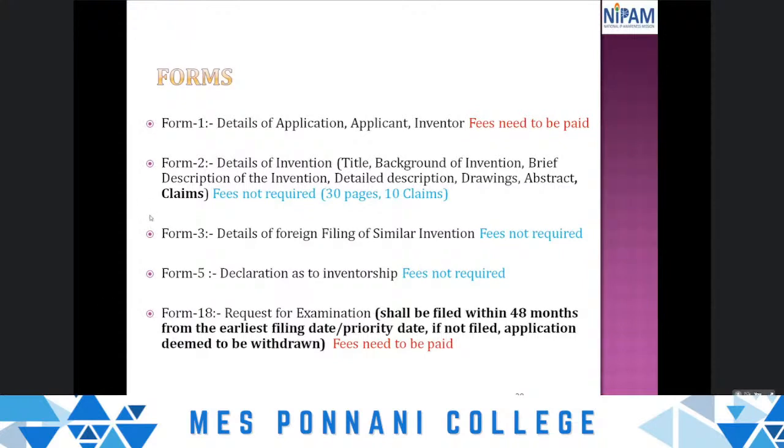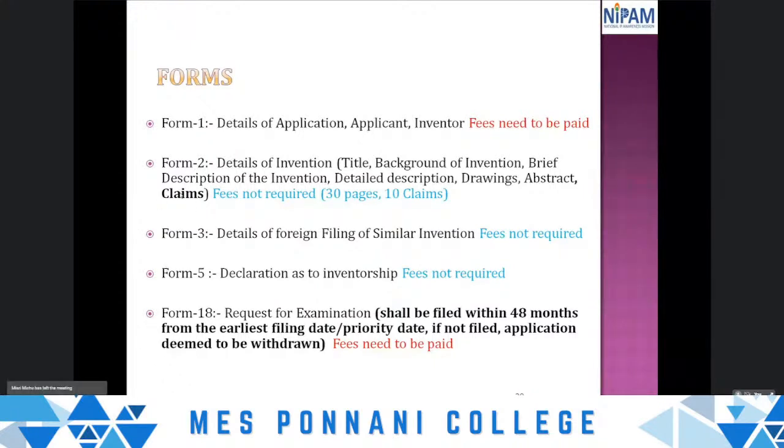Then you have form 2. Earlier I told you that in order to give you such exclusive privileges, the government expects you to disclose your invention in a patent specification. So form 2 is nothing but the patent specification. It includes all the details of your invention: title, background, description, drawings, abstract and claims.